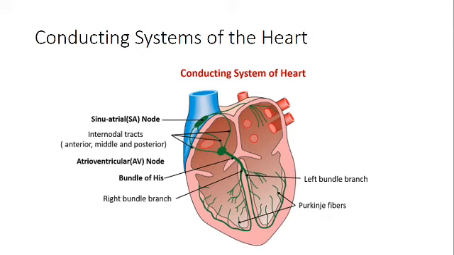Because the SA node discharges faster than any other part of the heart, it is normally referred to as the pacemaker of the heart. It is the firing of this SA node that triggers atrial contraction.